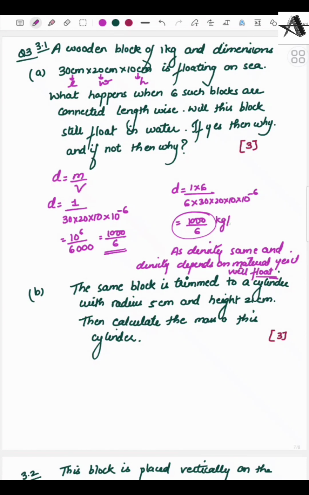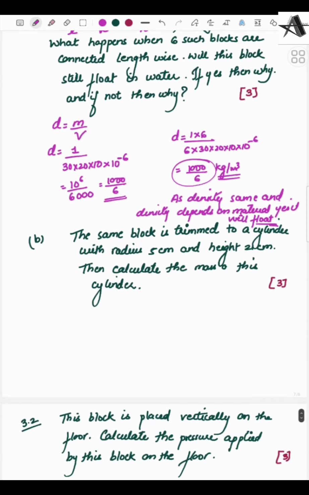Here I can say kg per meter cubed. The same block is trimmed to a cylinder with a radius 5 cm, height 21 centimeters. Then calculate the mass of the cylinder. What is the density we have calculated?